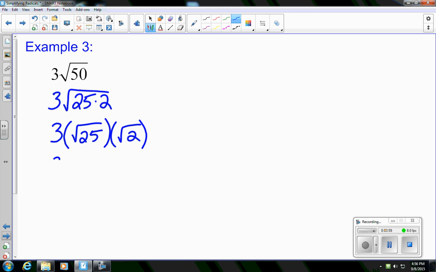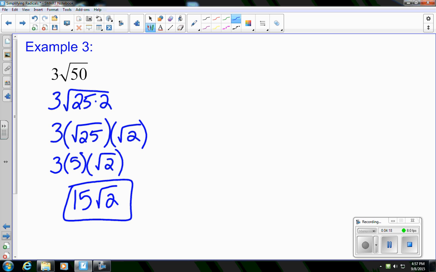The 3 keeps traveling along line by line. Now I can simplify that perfect radical. The square root of 25 is 5, and I keep that radical 2. And here there's just one extra step at the end. I'm going to multiply 3 times 5, which gives me 15 radical 2. And that is your final answer.